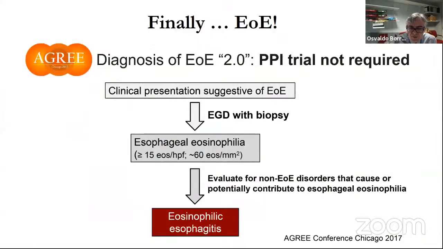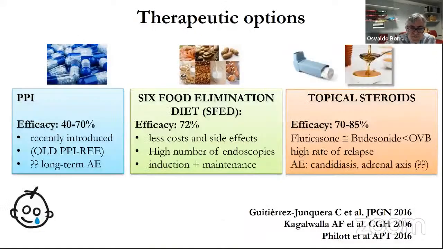So in general, it has been decided that the PPI trial is not required. Once we have a patient with eosinophilic esophagitis, the PPI is part of the first line treatment, together with other treatments we will see later, like steroids and diet, but it's not a different disease. Which therapeutic options do we have? We have PPI, and we know that the efficacy is between 40 and 70%.